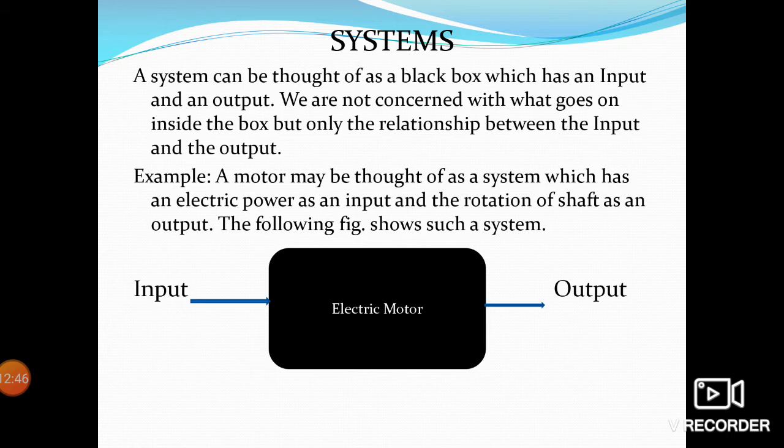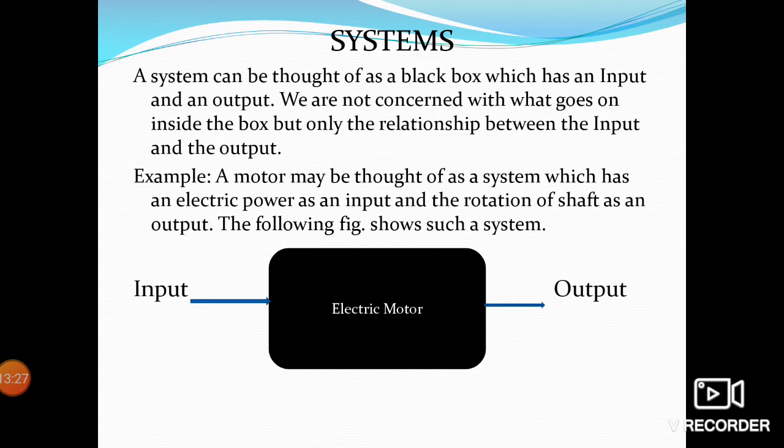So that is why we have taken a very simple example, an electric motor. A motor may be thought of as a system which has electric power as input. Without electric power, the motor is not going to run. We need to give a connection to the electric motor, to give electric power to the motor, then it runs. That running is in the form of the output, the rotational speed of the shaft. So we give the input of electric power, and we get the output as the rotation of the shaft. So this is called a simple system.